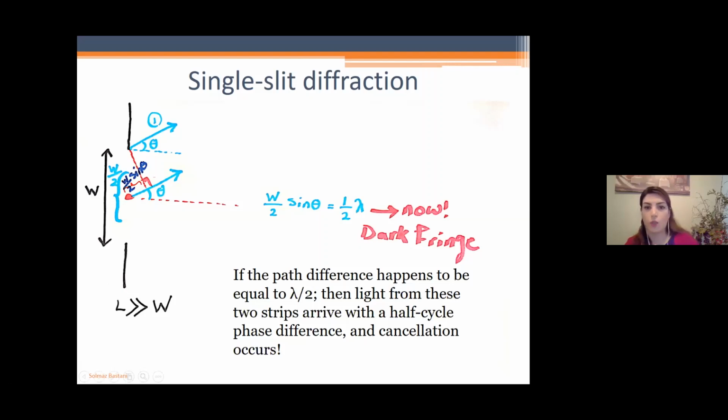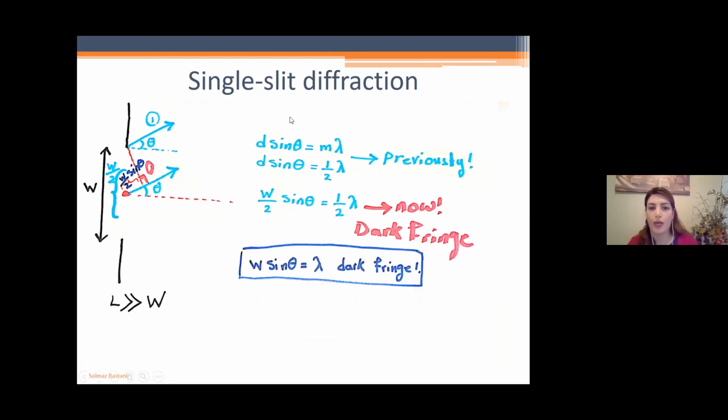All right, so what I previously had for the double slit interference was d, the separation between the two slits. Here, W is the width, and the path difference was half lambda. Now I have W divided by 2 sine theta equals half lambda. Let me get rid of the 2's in the denominator, and I have W sine theta equals lambda for my dark fringe.